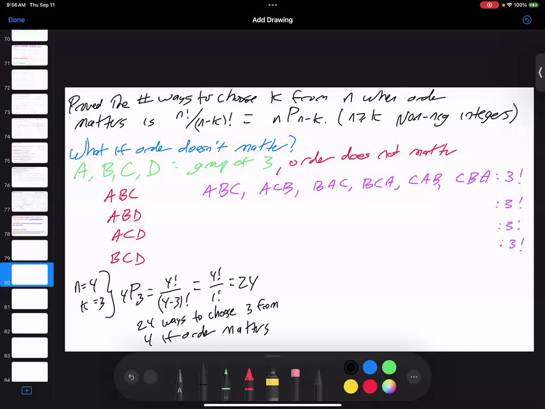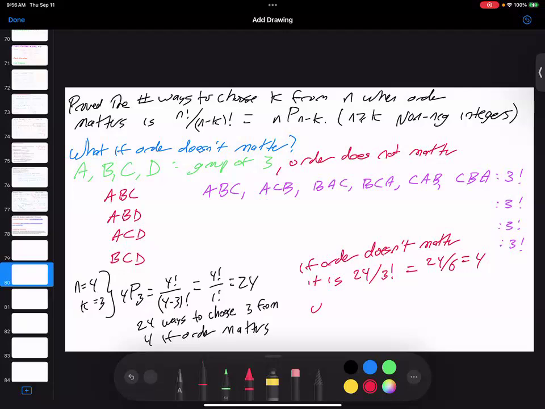So another way of looking at this is I have 24 ways to choose 3 people from 4, but I can break these up into groups of 6. And each of those groups of 6 will have the same people, just in a different order. So if order doesn't matter, it is 24 over 3 factorial, which is 24 over 6, which is 4. So there's 4 ways when order doesn't matter.